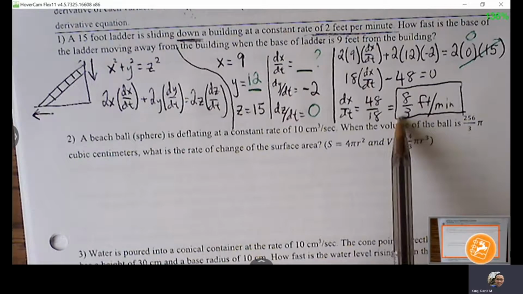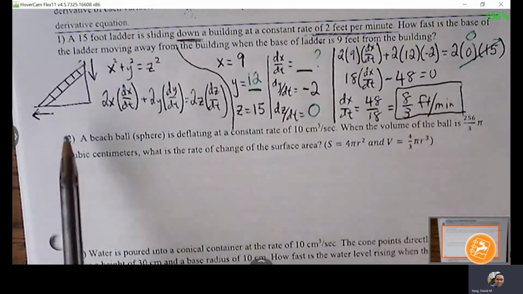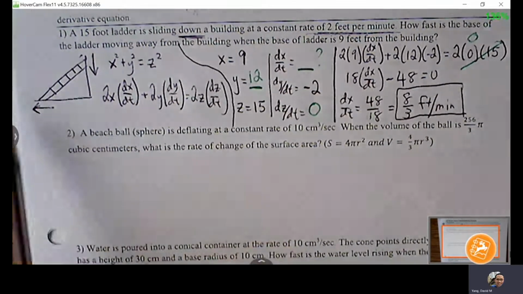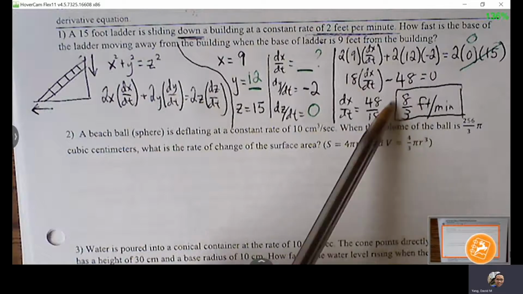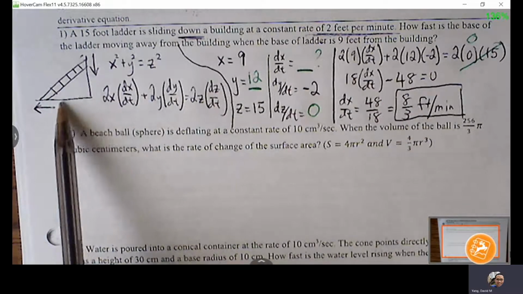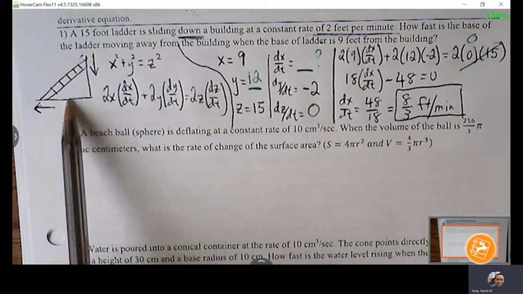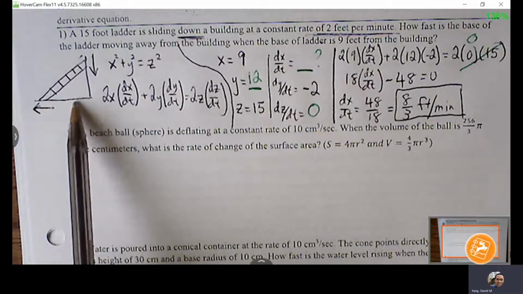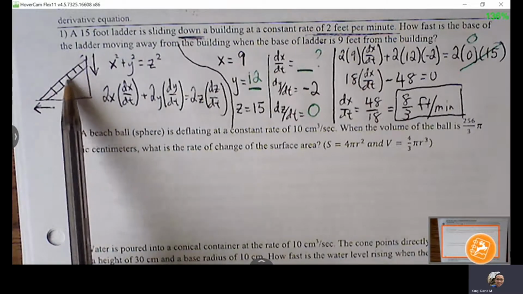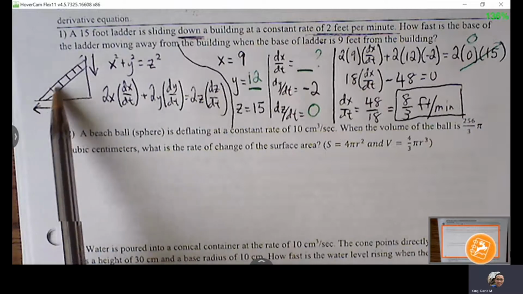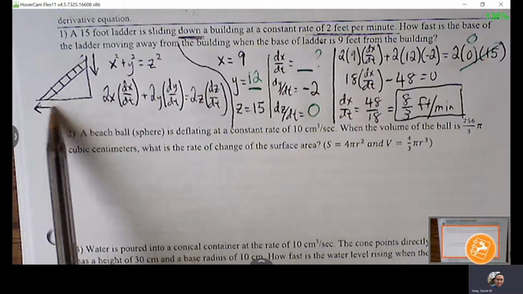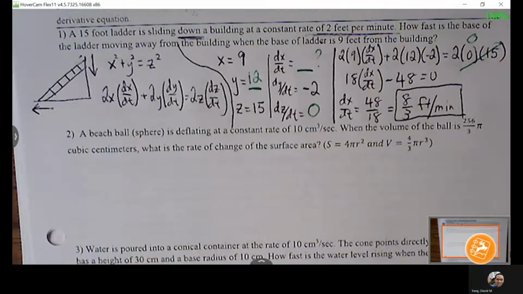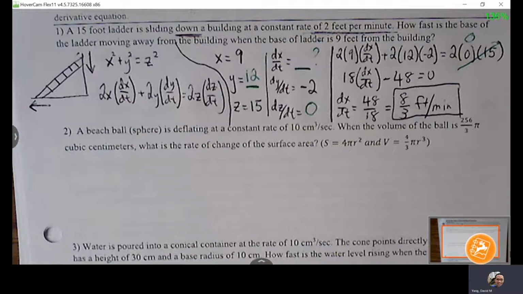Now we're getting a positive value. Is that matching with what we imagine in our diagram? Yes, right. 8/3 is positive, meaning that the base of this triangle is increasing at a rate of 8/3 feet per minute. And the reason it's increasing is because the ladder is sliding away. As the ladder is sliding away, we can expect this base to get larger and larger. All right, any questions with one?